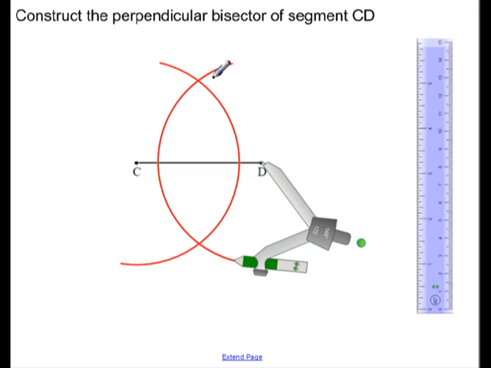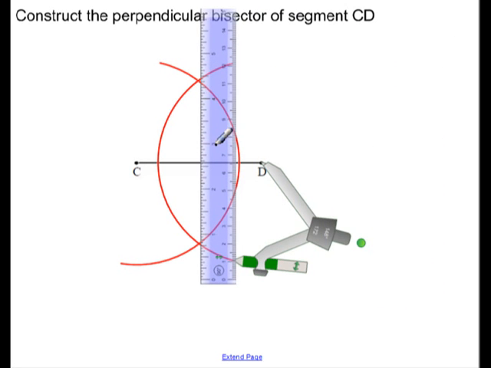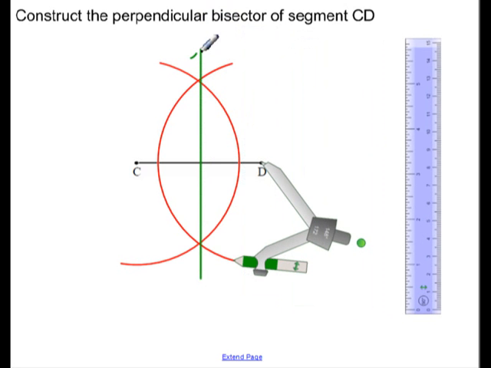So I'm going to get rid of those because I don't really need them. All I really need for this construction is to take my straight edge and draw the line that passes through those two points, and that is my perpendicular bisector.